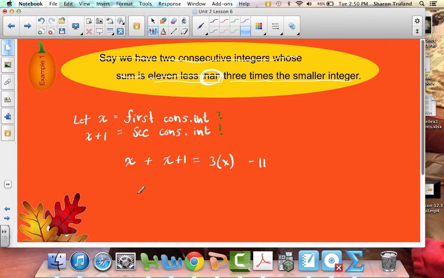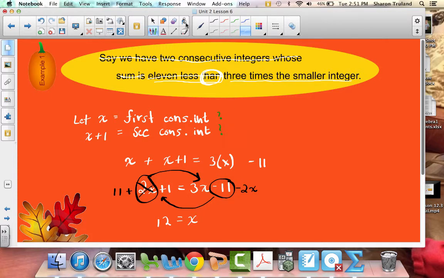All right, so now we just have an algebra problem to solve. 2x plus 1 equals 3x minus 11. I'm going to move my 2x to the other side. So that comes over as a minus 2x. And I'm going to move the 11 negative over to this side. So that comes over as a plus 11. So now when I clean everything up, 11 plus 1 is 12. 3x minus 2x is x.